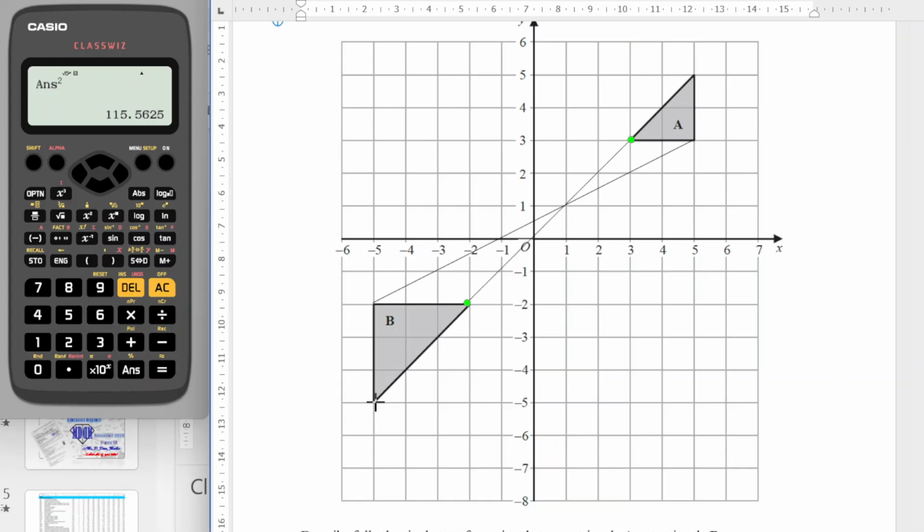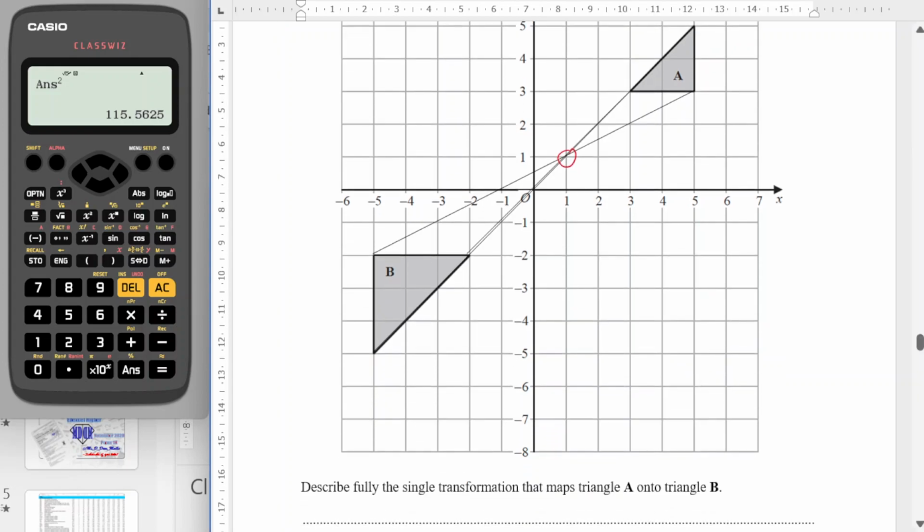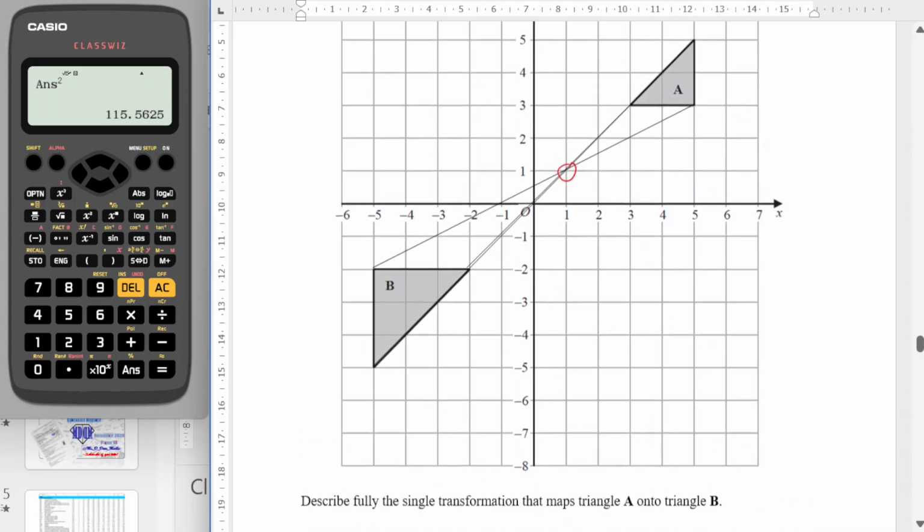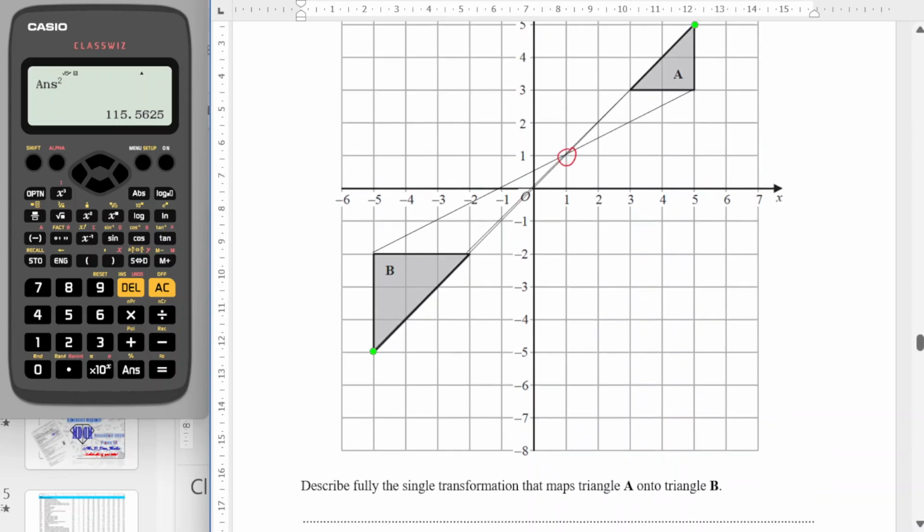Same line. Okay, so all of the lines cross at that point. We're describing A onto B. So A is kind of twice as big, but it's a negative enlargement. Is it twice as big? It's not twice as big. It's gone from 2 to 3, so it's 2/3 as big. It's 1.5 times as big.